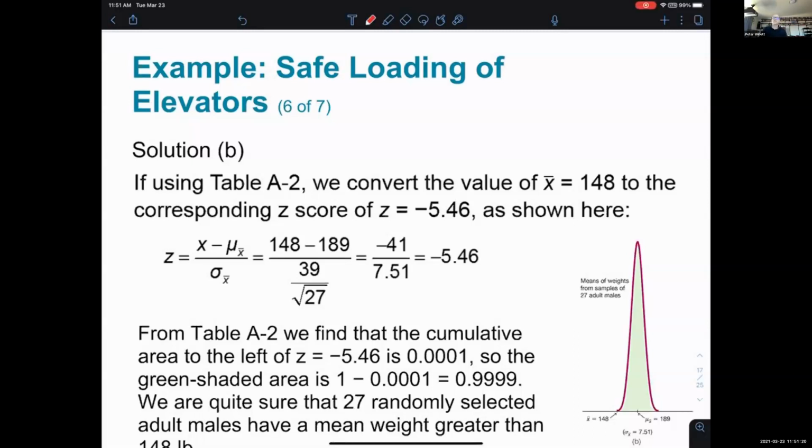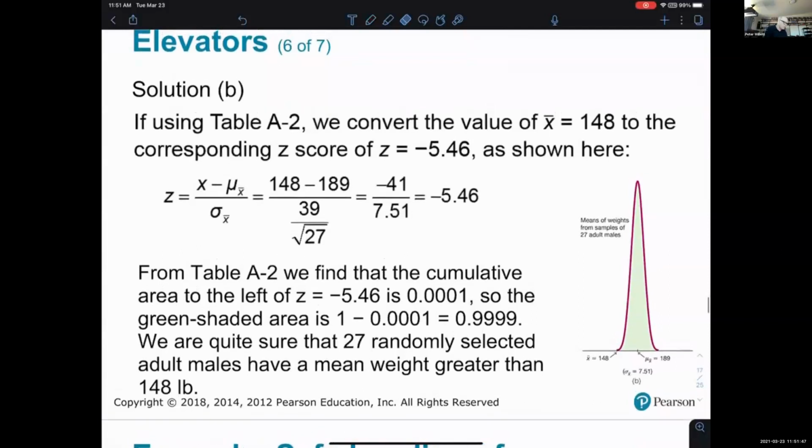It's much easier to find an individual who weighs less than 148 pounds than it is to get a group of 27 with an average weight of less than 148 pounds. Because even if there's a few individuals with that low weight, when you take 27 of them, it's probably going to balance out with some heavier folks, and it's much harder to get the mean of the entire group to be that low.